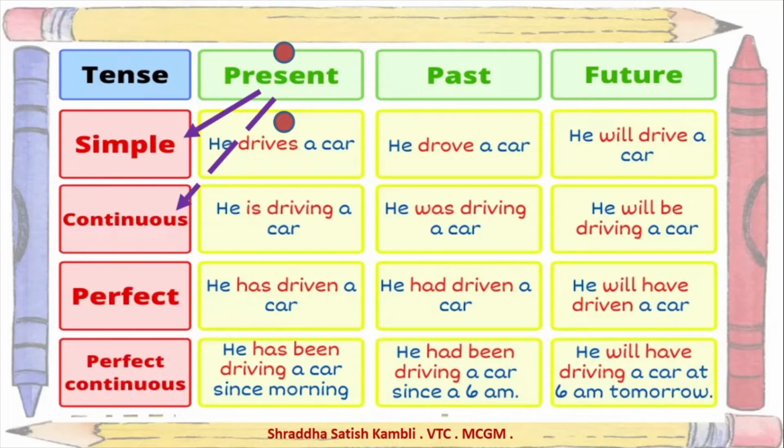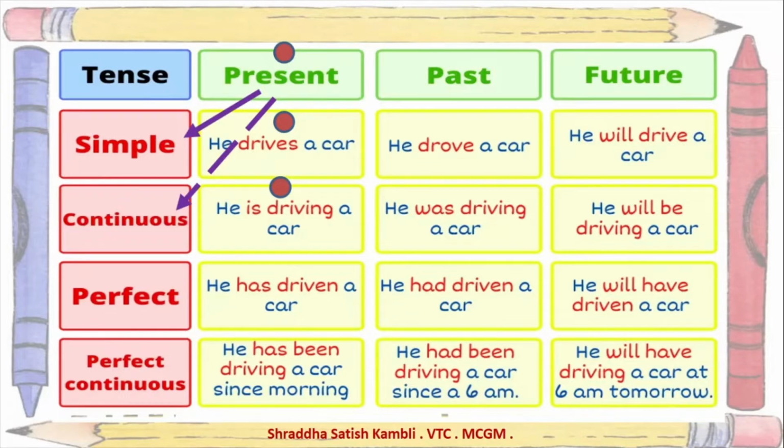Look at the example. He is driving a car. He has not done it at a time before now, or he is not going to do it at a time after now. He is driving a car. So, right now, he is driving. He is in the process of driving a car.